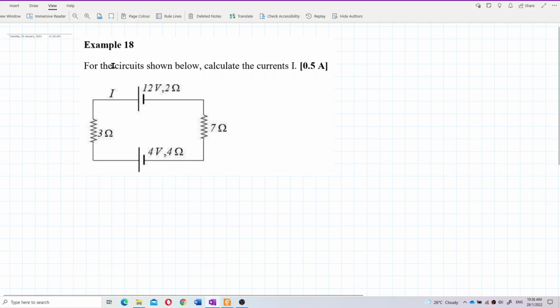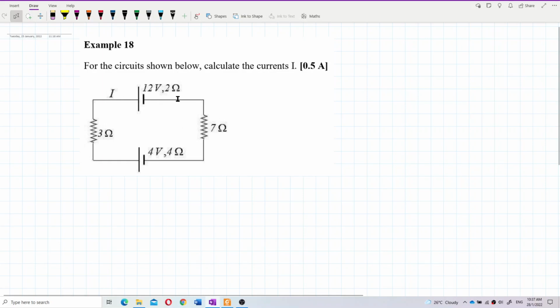Okay, for the circuit shown below, calculate the current I. What we can see here is only one loop, one loop with two batteries. So we have one loop with two batteries together.